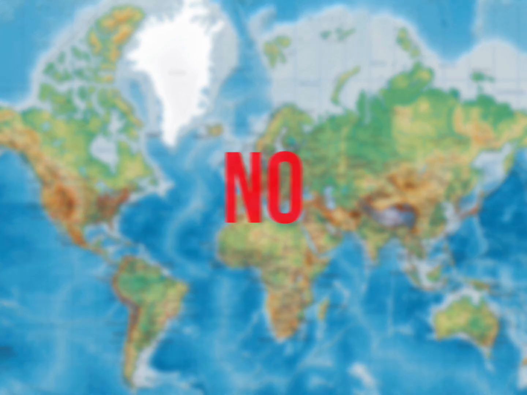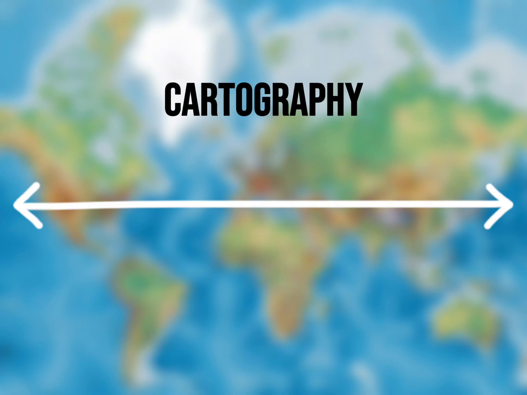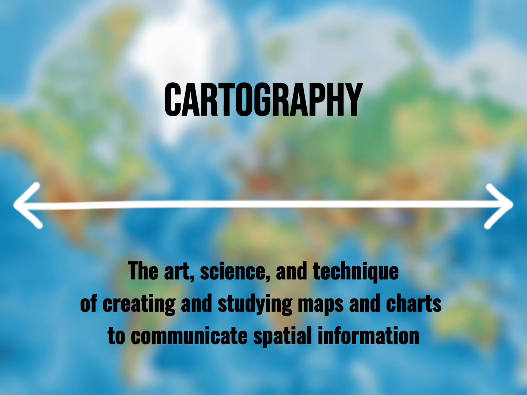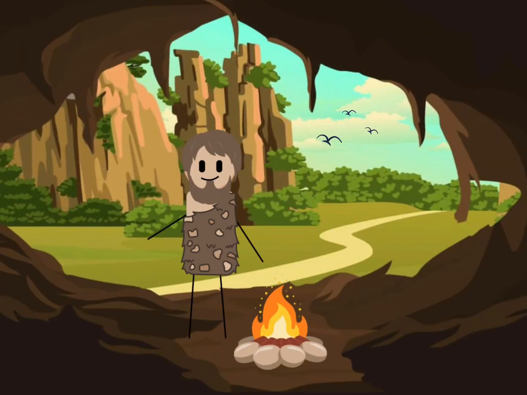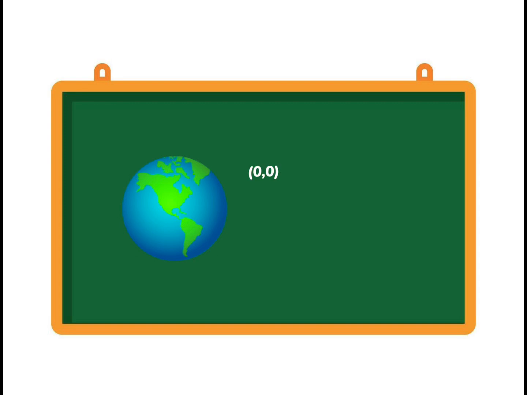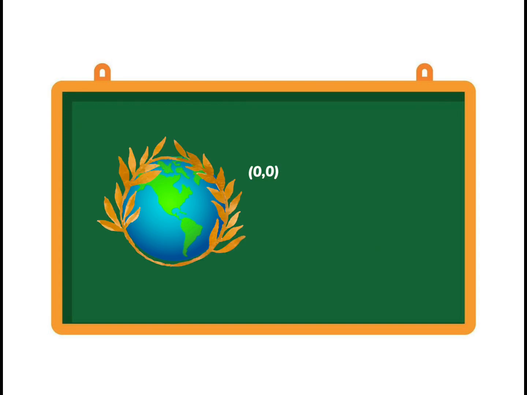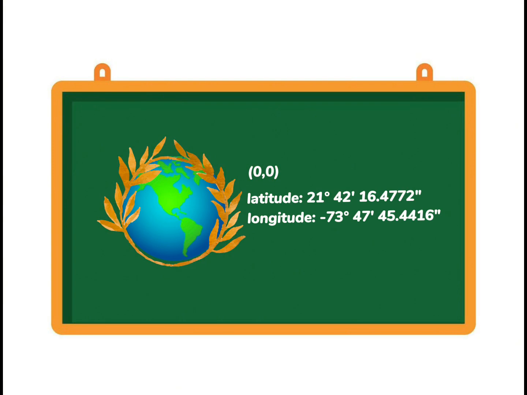Maps are political. The history of cartography, which can be defined as the art, science, and technique of creating and studying maps and charts to communicate spatial information, spans from prehistoric representations to digital modern-day mapping. The earliest maps date back to cave paintings during the Old Stone Age. The concept of a spherical Earth and a coordinate system was not introduced until the era of ancient Greek thinkers, as well as latitude and longitude, which was defined by Claudius Ptolemy.